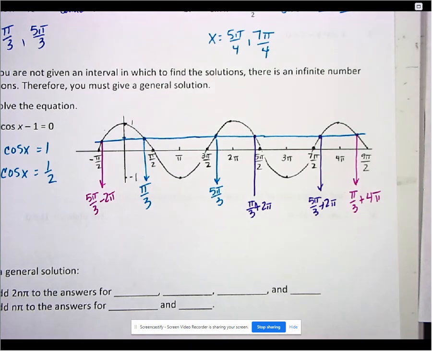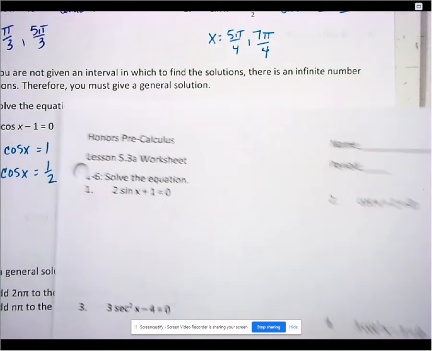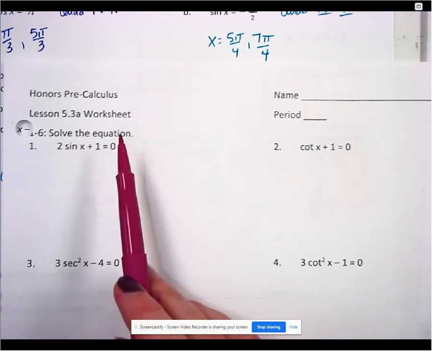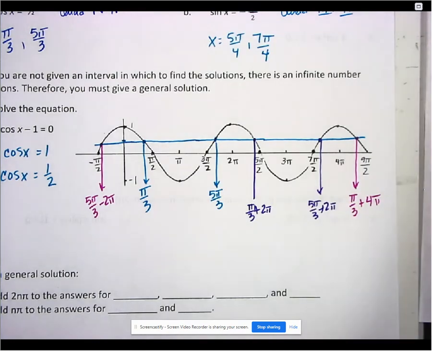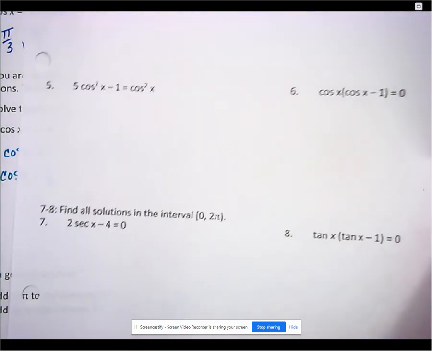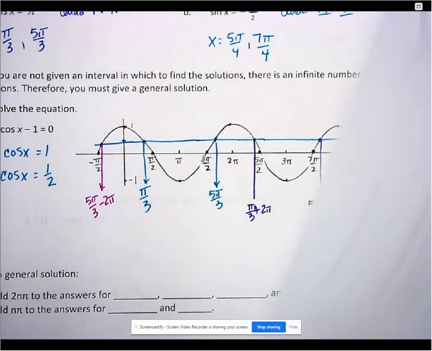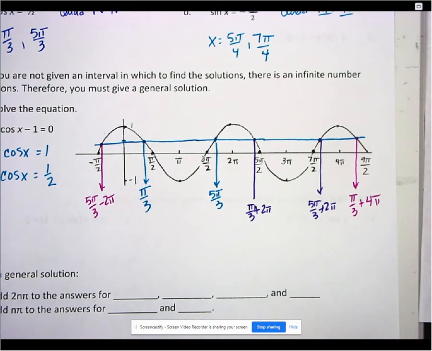Okay, so if you're not given an interval like between these two, and if you look at your assignment, I'm pretty sure on most of them you're not given one. On the first 6, you're not given an interval. You're just told to solve, so we will have to give general solutions. And on the last 2, you're only finding the solutions between 0 and 2 pi.